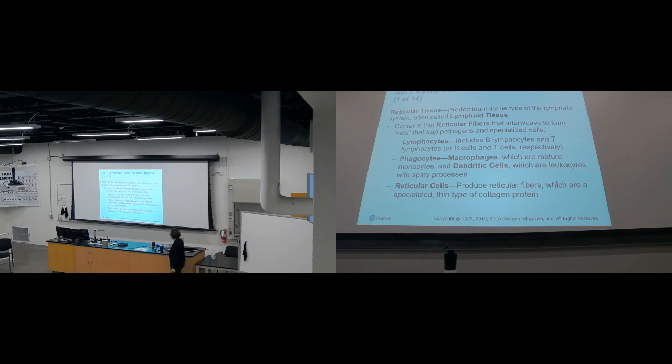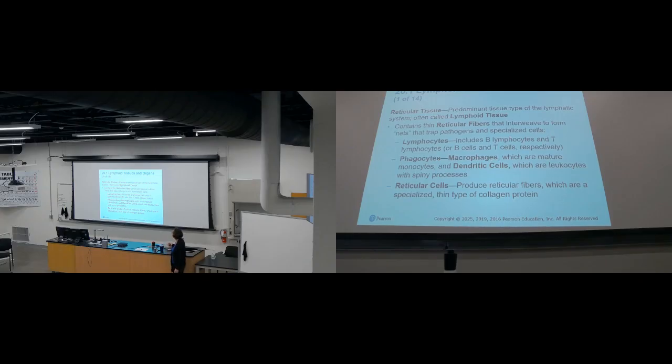Now for reticular tissue. Reticular tissue is found in different organs, including the lymph nodes and the spleen. In this reticular tissue we have collagen fibers that form a net by orienting randomly together with elastic fibers. And this net is important to trap pathogens and specialized cells. So it's an interwoven series of fibers that helps to trap pathogens and also specialized cells like lymphocytes, which can be B and T lymphocytes.